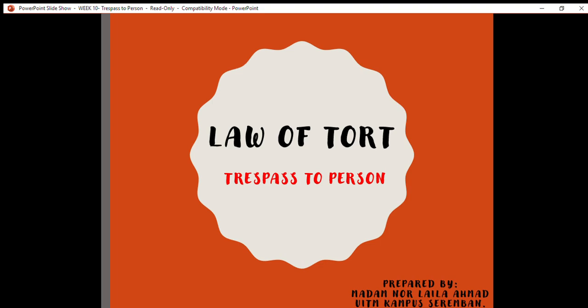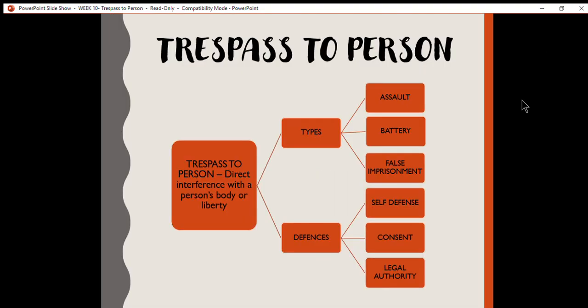Okay, before that, let me define what a trespass to person is. Trespass to person involves a wrongful invasion of a person's right to freedom from interference with his body or his right to personal liberty. So when there is interference or any application of force to his body, or to the property of that person, this constitutes trespass to person.